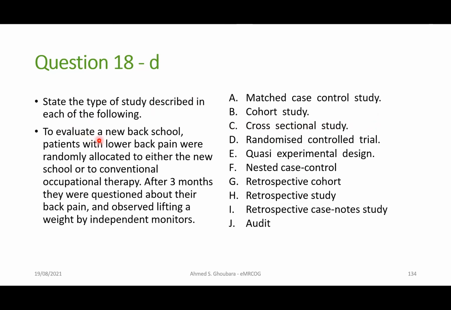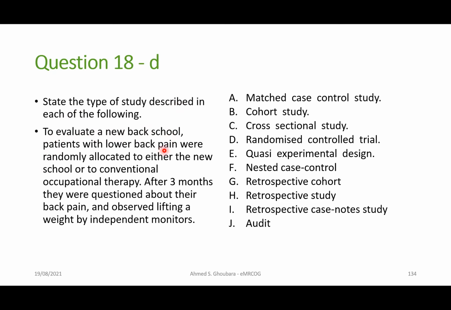So, to evaluate a new back school, patients with lower back pain. Back school means a school or a health center for managing the long-term consequences of back pain. So, a place for treatment. So, evaluate a new back school.